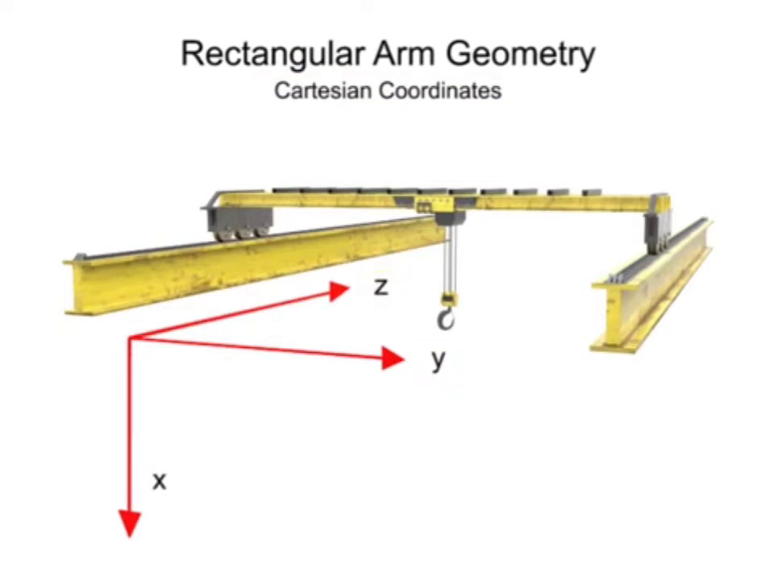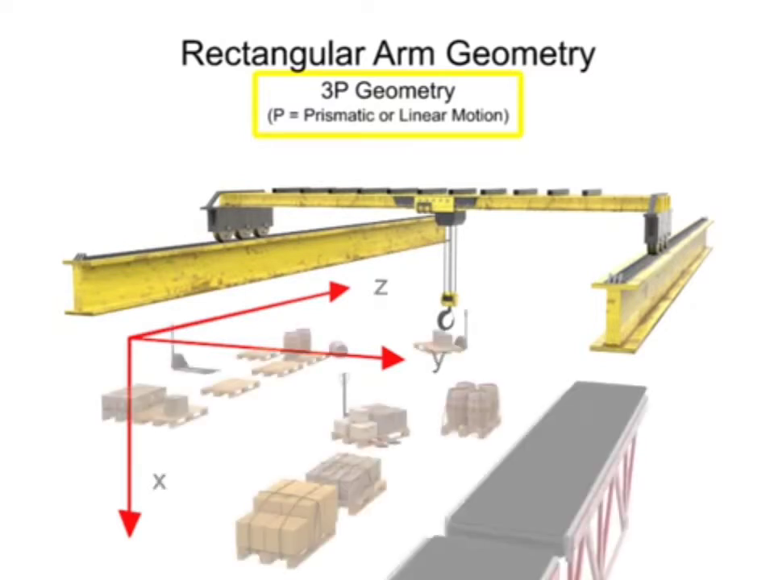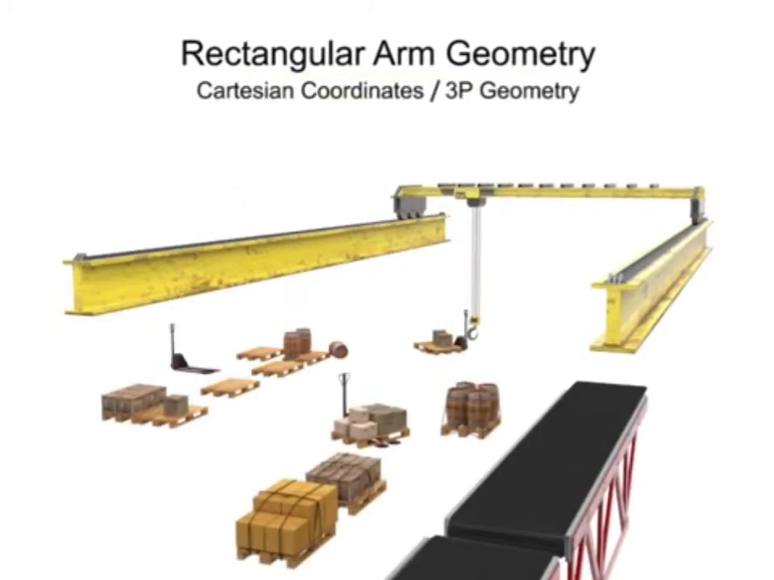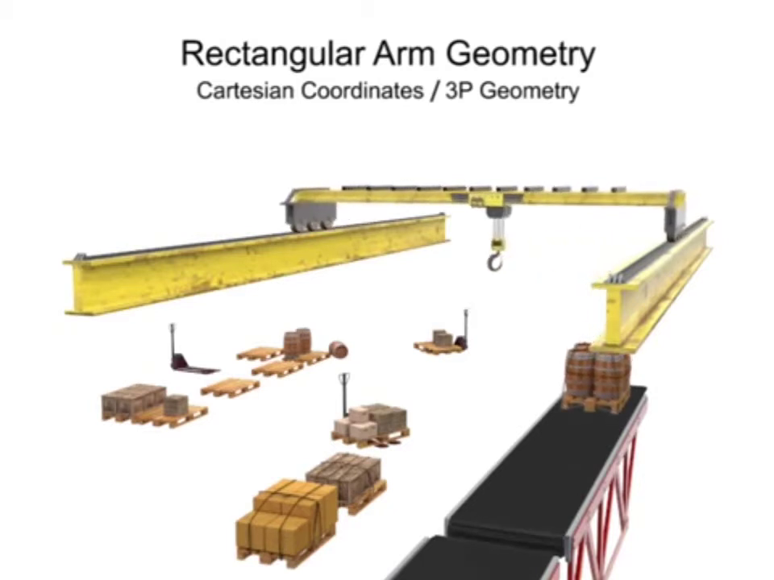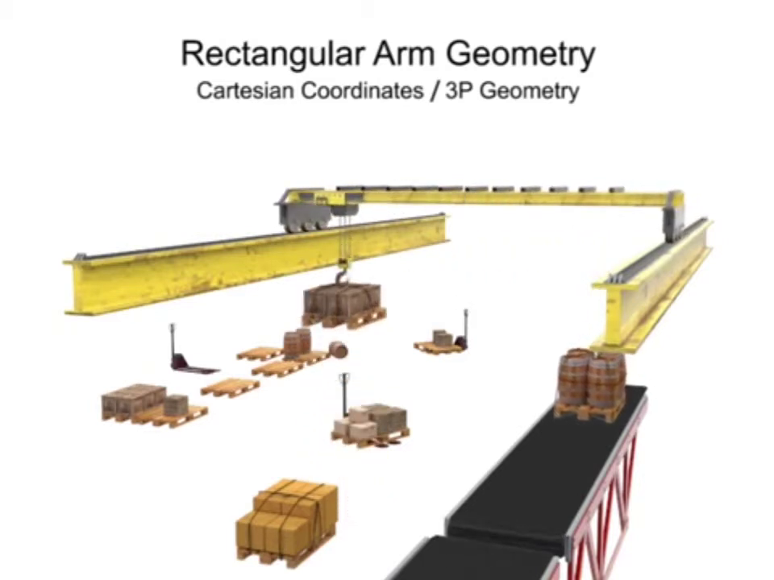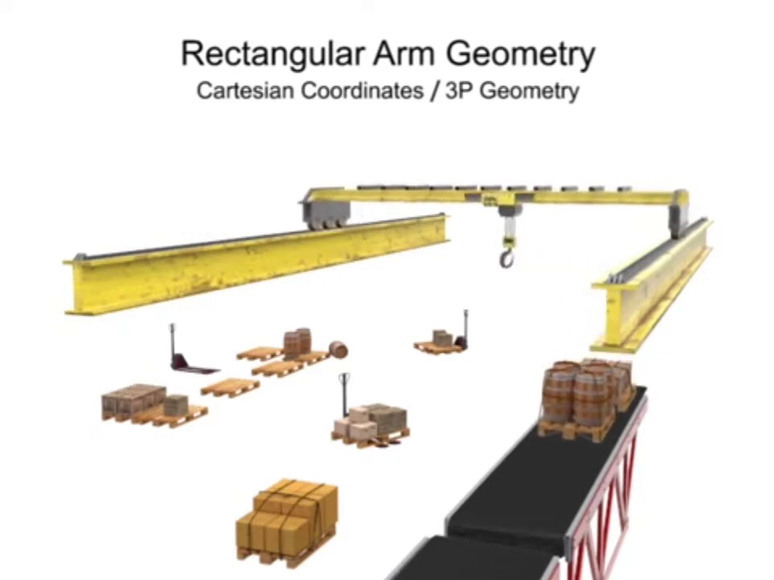This type of movement is also called 3P geometry, where the P stands for prismatic or linear motion. This type of geometry is most commonly used with pick-and-place or large overhead-mounted robots. Rectangular arm geometry robots can only move linearly in each direction.